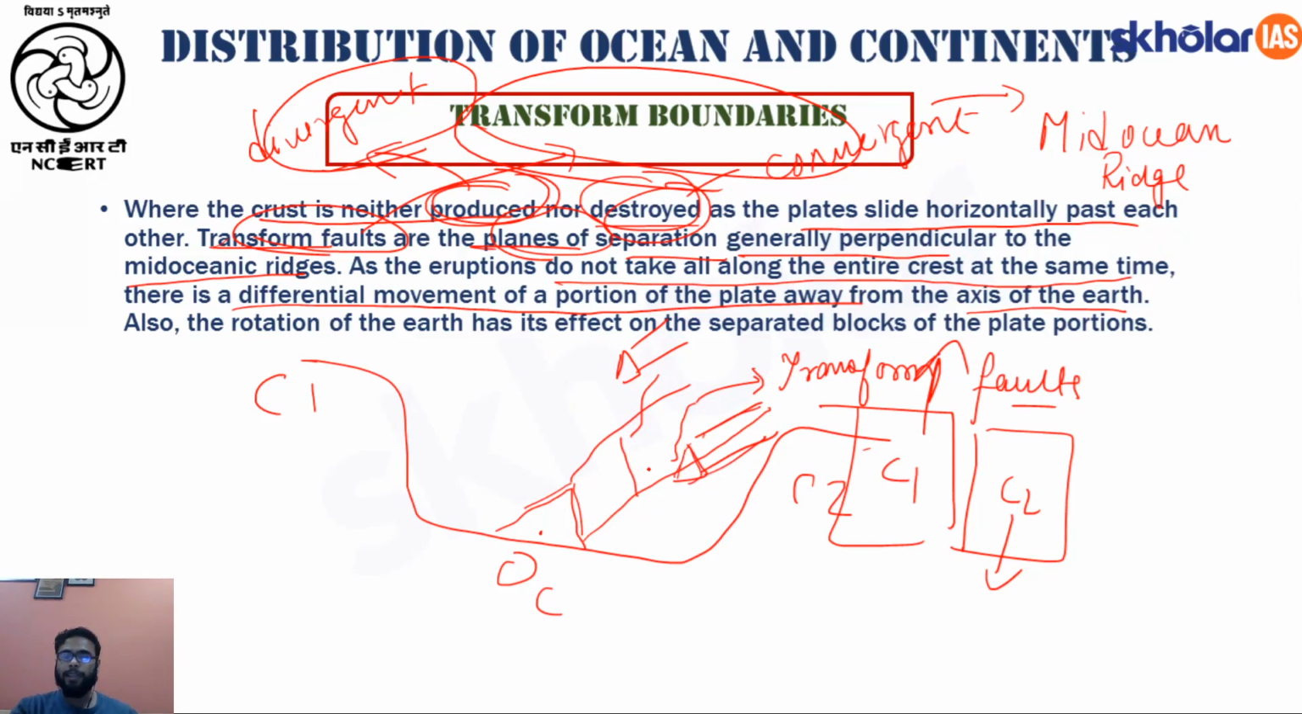So now this is part of the same mid-oceanic ridges, but as the crust is not moving uniformly, it results in the formation of faults, and these faults are called transform faults. Understood? So transform faults are planes of separation generally perpendicular to the mid-oceanic ridges, and as the eruptions do not take place along the entire crust at the same time, there is a differential movement of the portion of the plate away from the axis of the earth.